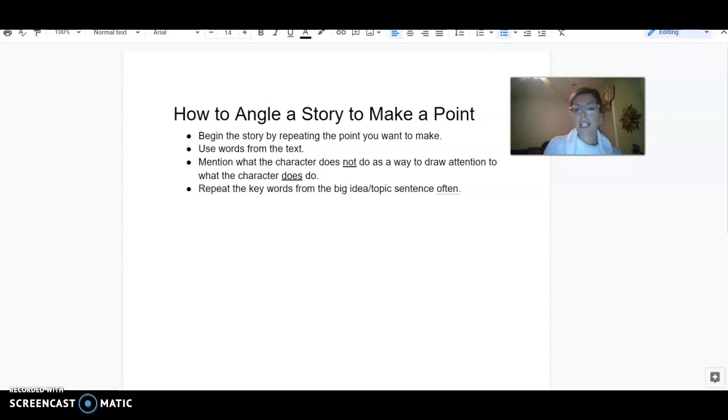And you're going to repeat the key words from the big idea or topic sentence or thesis sentence or your reason often. Repeating a phrase or sentence is a good thing in this case. So I'm going to model this for you. We're going to take a look again at the story Fox.